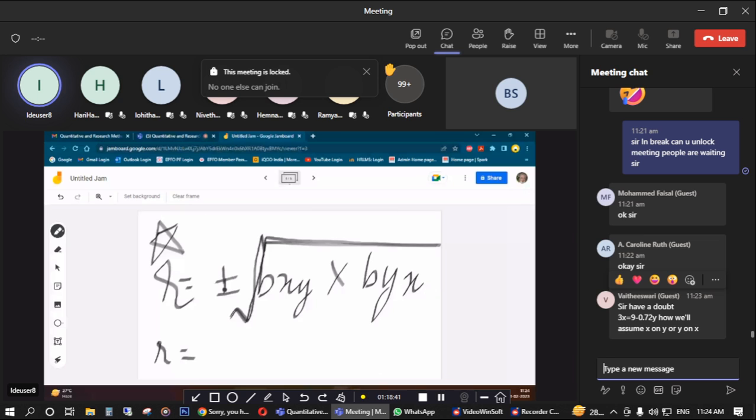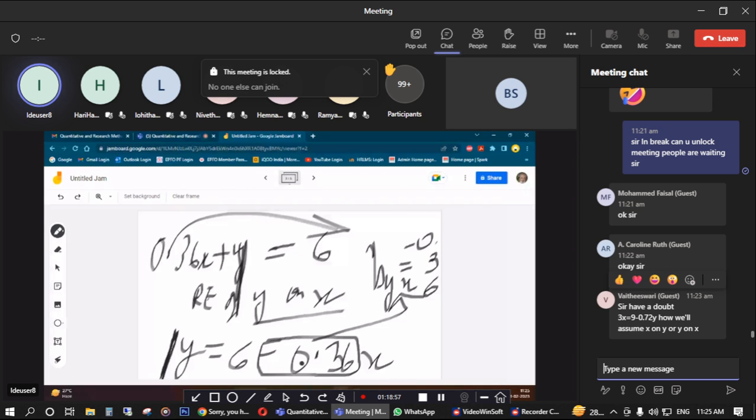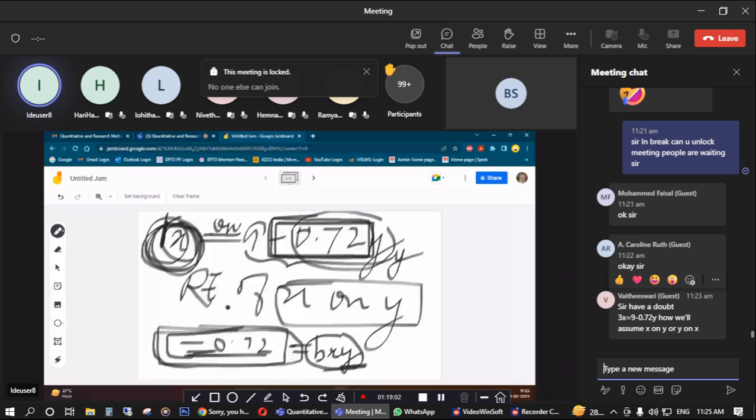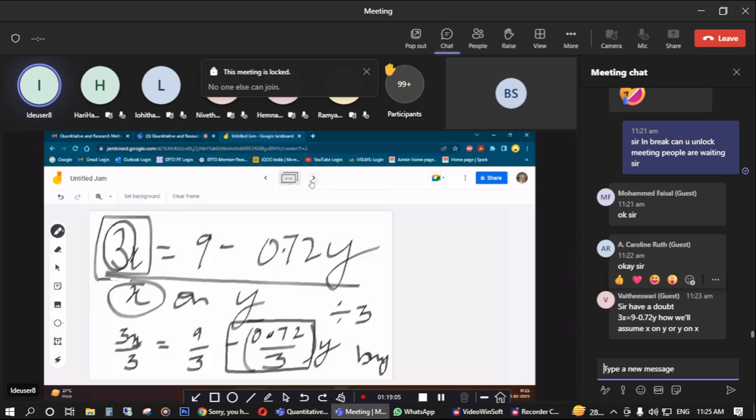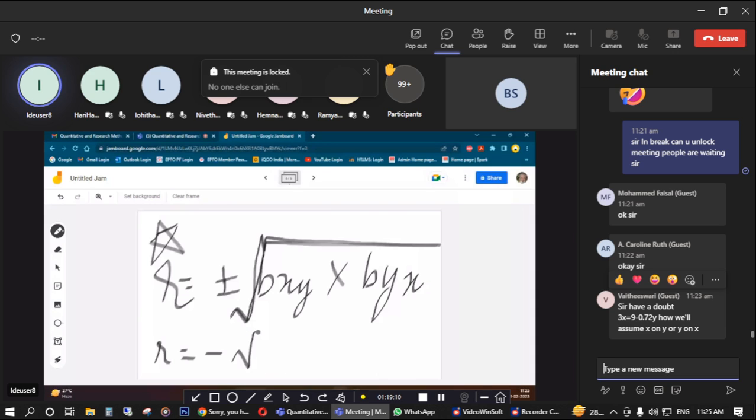Which one should we take? When the values of bxy and byx are both negative, take it as negative. If both the values of bxy and byx are positive, take it as positive. Since byx is minus 0.36 and bxy is minus 0.72, I am going to consider it as negative. Open the square root. You have taken the negative sign outside, so don't put the sign here, you will not get the answer.